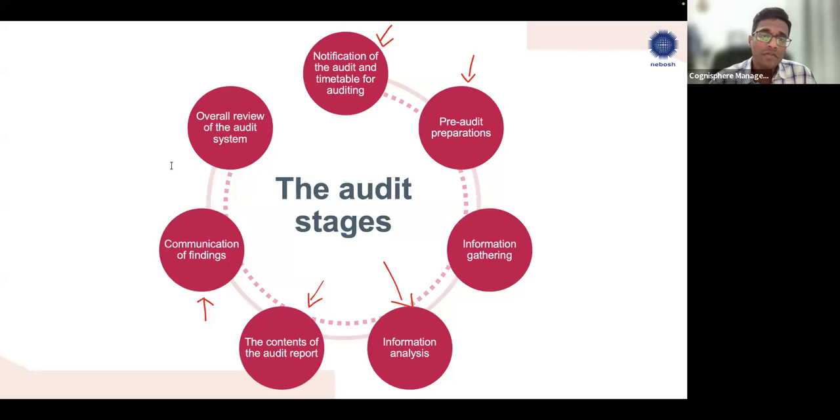And then overall review of the audit system. So now they would give you the outcome of the audit. For example, if the audit is done for the certification purpose, they may say that you have successfully been granted certification. Or if there are major findings, they would say the system needs more improvement. So there will be another follow-up audit that will happen before the certification is approved. So in general, these are the stages of the audit.